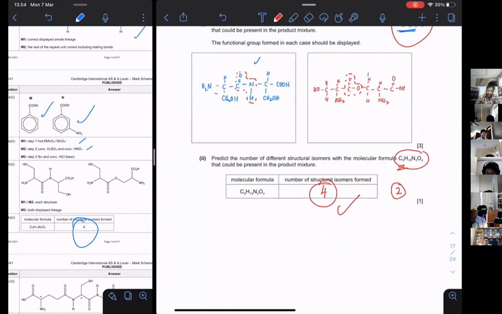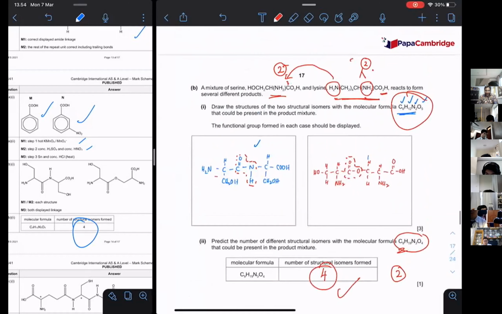Remember just now, we got 2 types of isomer from just this serine alone. So serine and serine, you join together, you get 2 types. Now, here you are going to look at C9. It's going to be similar to just now. C9 means the carbon count is going to be 9.